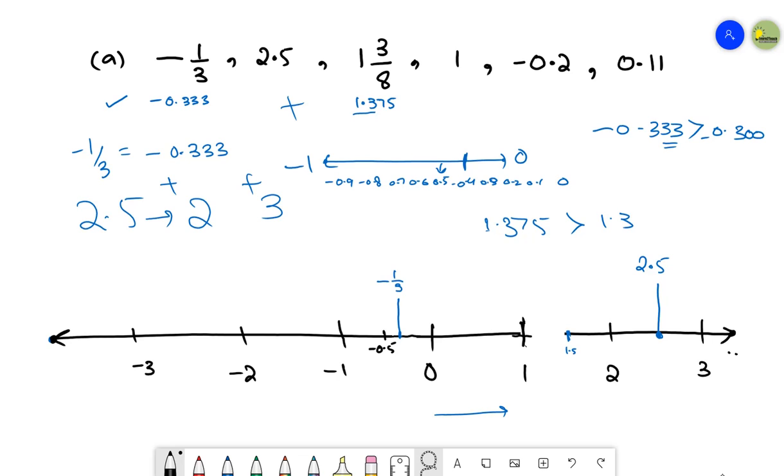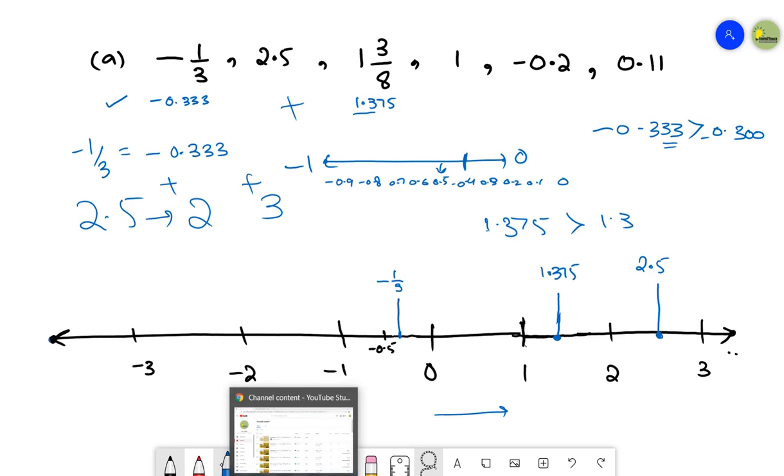This is your 1. The center value is 1.5, and I need to plot 1.375 somewhere over here. It's just an approximation. Just mark a line and place 1.375 over here. Why? Because 0.375 is closely equal to 0.4, so we need to place it slightly on my right hand side. Okay, so this is how you need to place 1.375 on your number line.